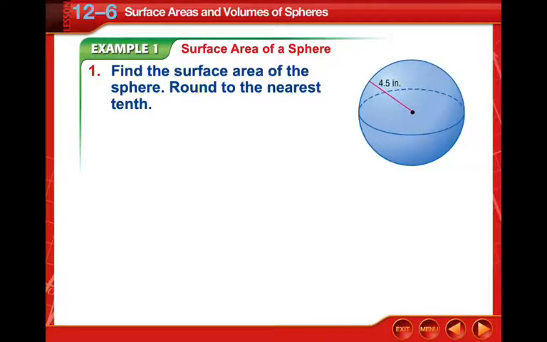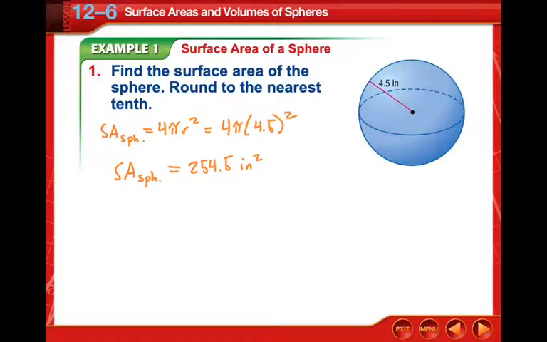So our first one here is the surface area of a sphere. We're going to round to the nearest tenth, and we can see given to us is the radius. So we're good to go. Our surface area of our sphere is equal to our formula, 4 pi r squared, 4 pi times 4.5 squared. And at this point, as with anything with pi involved, it's easier just to plug it in the calculator. So our surface area of our sphere, rounded to the nearest tenth, is 254.5 square inches.